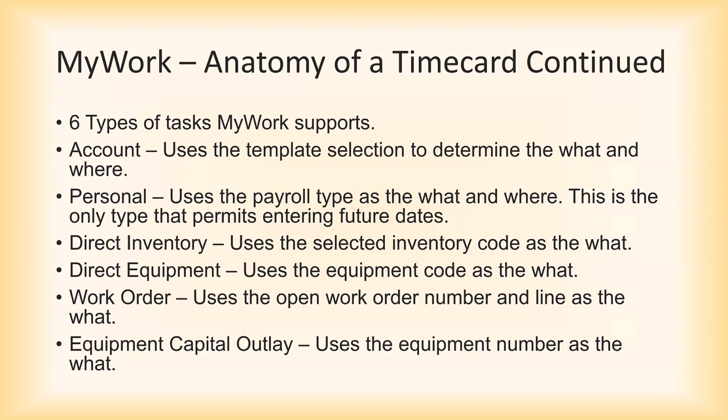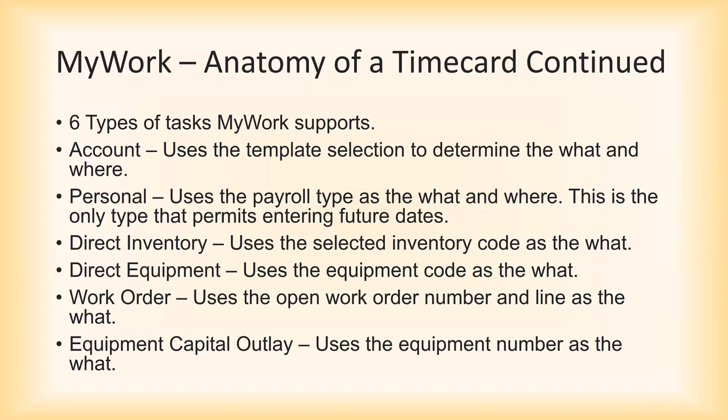Then we have the personal, which is a pay type that actually has a physical account number assigned to it. This is the number of hours, and everything is designed off of that personal type for the when and the where. The only thing that's interesting about personal is it's the only one that allows you to go into the future. So if he's going to put in his vacation time into the future, or there's jury duty coming up that he's going to be gone for, he can put those in before they happen, so that even if he's not available to put it in, it can still get entered in the future.